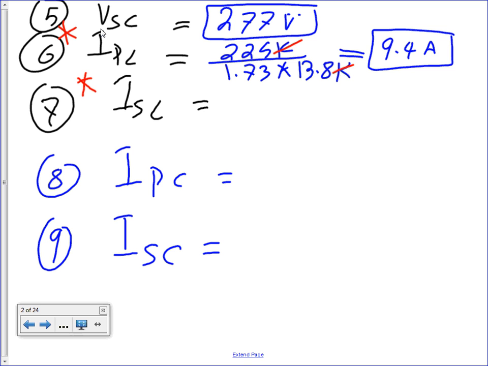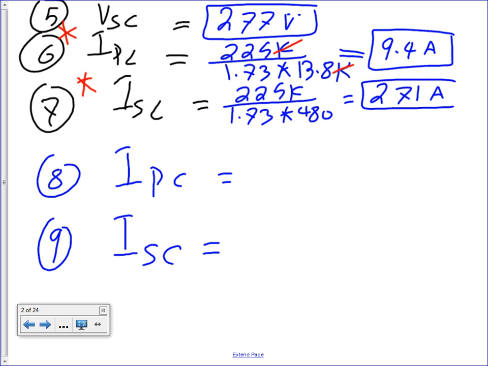Cool? I secondary line, same thing. The same 225K, divide this one by 1.73 times 480, right? This is the formula that we use. You guys are familiar: we take the KVA divided by the voltage and you put the multiplier for the three phase. This one equals 271 amps. Can you please verify that one? So we found the primary and secondary amps.